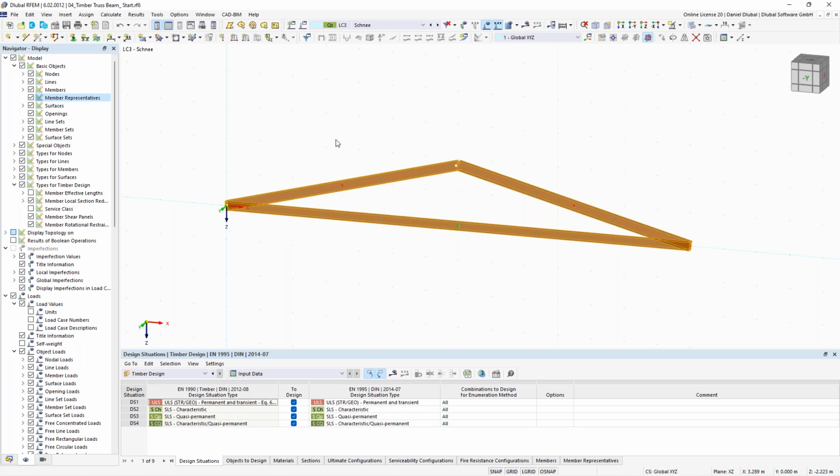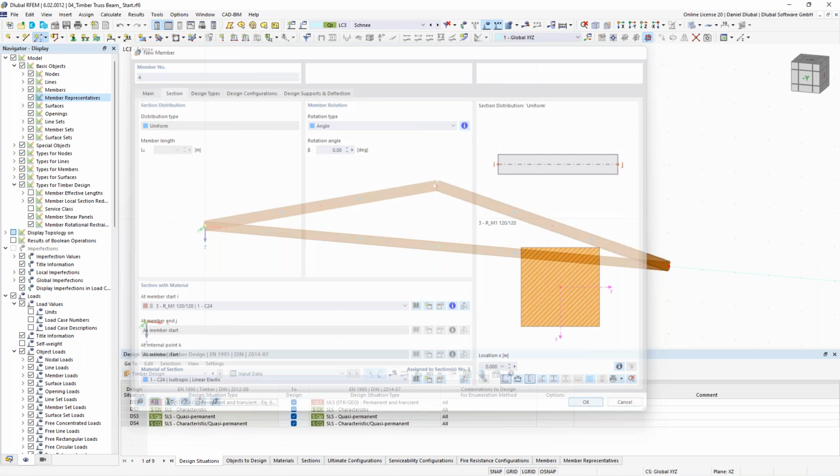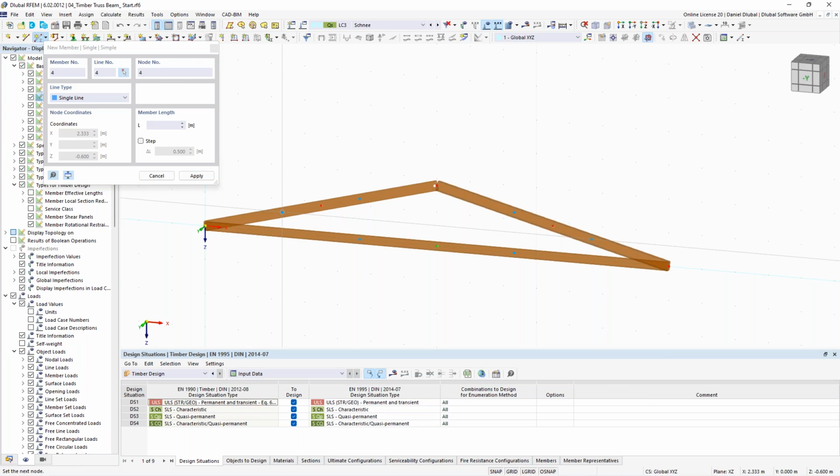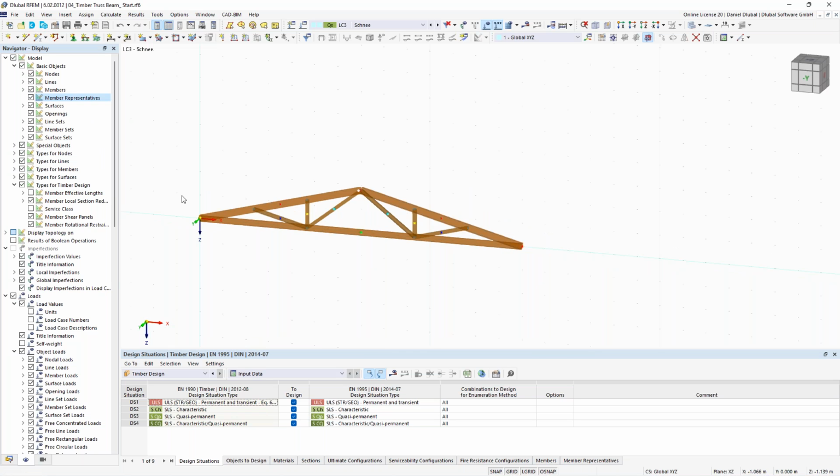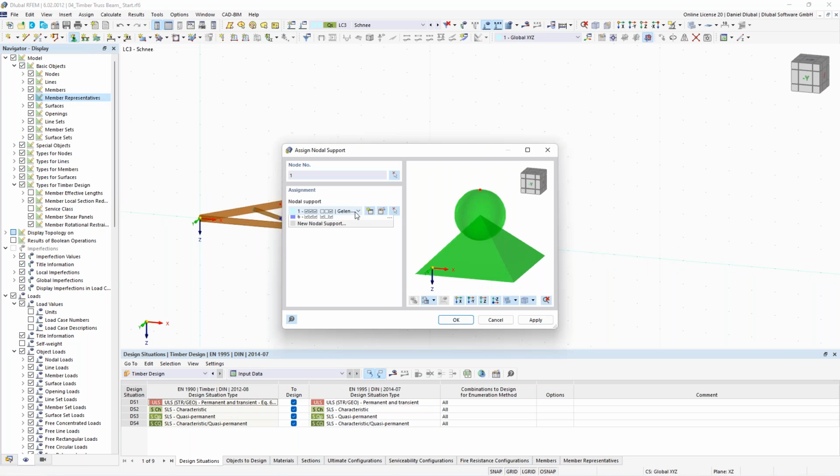So now I have to create some filling members. I click here again on this member. In this case, again, truss section is in this case this one with C24 as material. This is a quadratic cross section. I click on OK. And now I draw it here like that. So now we have our truss. What we do now is adding some supports. So much to that.